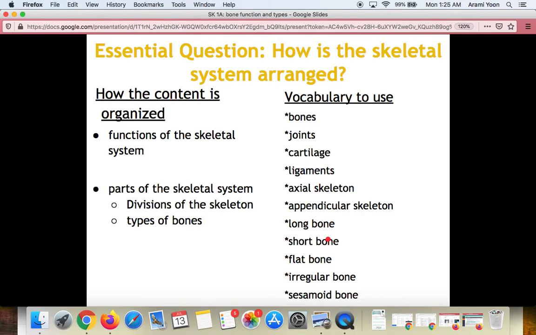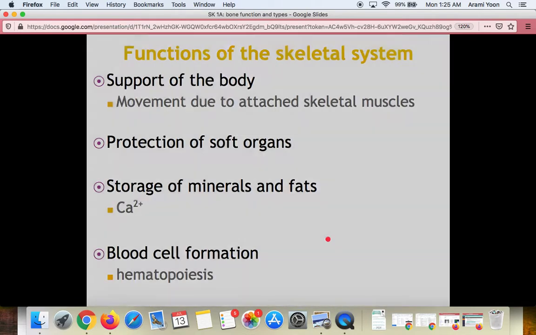The essential question for today is, how is the skeletal system arranged? And by the end of this lecture, you should be able to answer that question using the vocabulary shown on the right. So first, we're going to talk about the functions of the skeletal system very briefly, and then the majority of this is going to be looking at the parts of the skeletal system with a major focus on the bones.